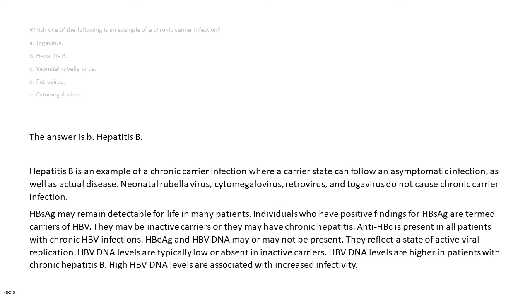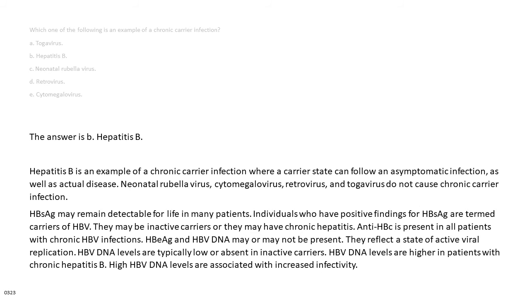The answer is B. Hepatitis B. Hepatitis B is an example of a chronic carrier infection where a carrier state can follow an asymptomatic infection, as well as actual disease. Neonatal rubella virus, cytomegalovirus, retrovirus, and Toga virus do not cause chronic carrier infection. HBsAg may remain detectable for life in many patients. Individuals who have positive findings for HBsAg are termed carriers of HBV.